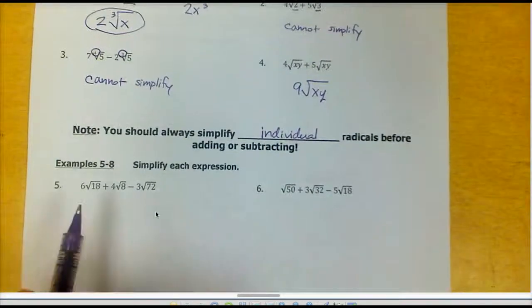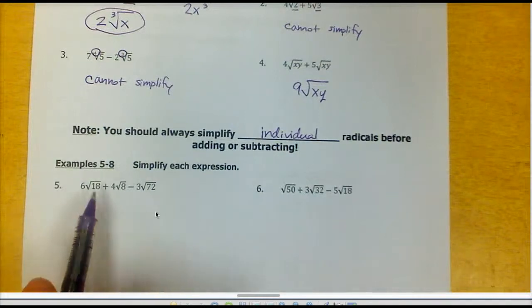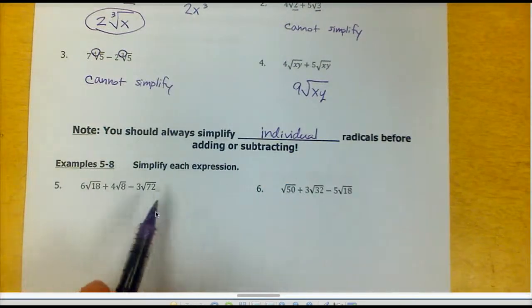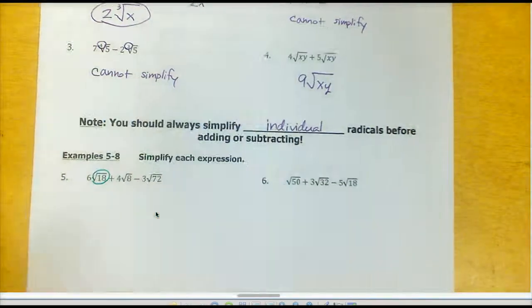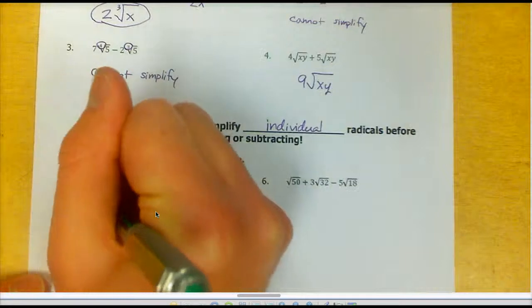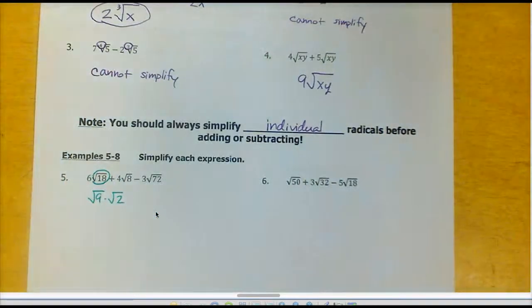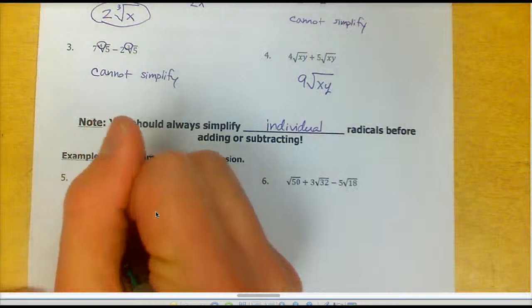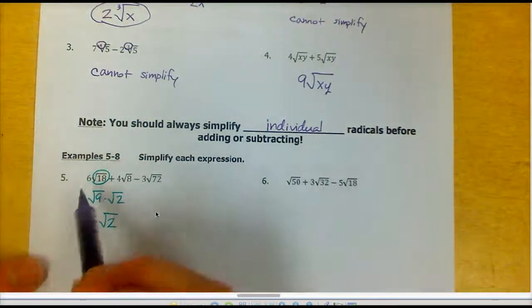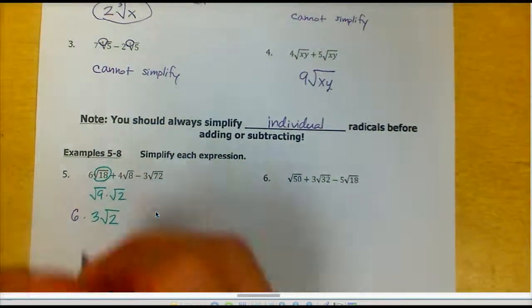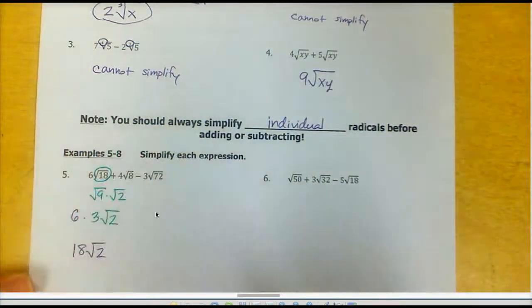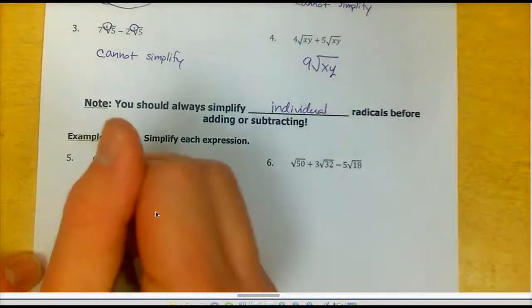Okay, so looking at 5 and 6 here, number 5, I have 6 radical 18 plus 4 radical 8 minus 3 radical 72. Now, at first glance, it looks like none of those are like radicals, so it looks like it would be a cannot simplify problem. However, if you think about radical 18, it can be simplified itself by splitting that up into radical 9 times radical 2. And so radical 18 is really 3 radical 2. Okay, so 6 radical 18, this first term here, would be 6 times 3 radical 2, which is 18 radical 2. So I can sometimes simplify individual terms before I do my addition and subtraction.